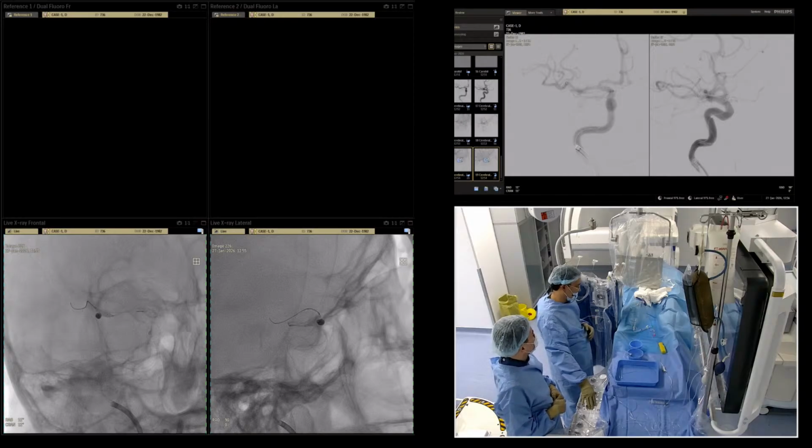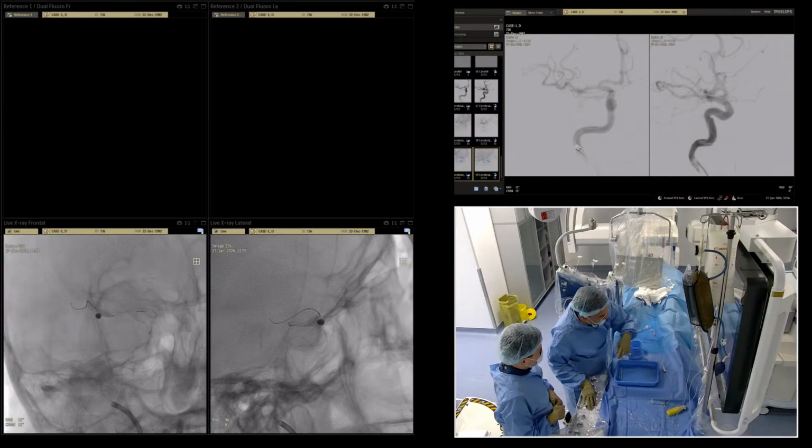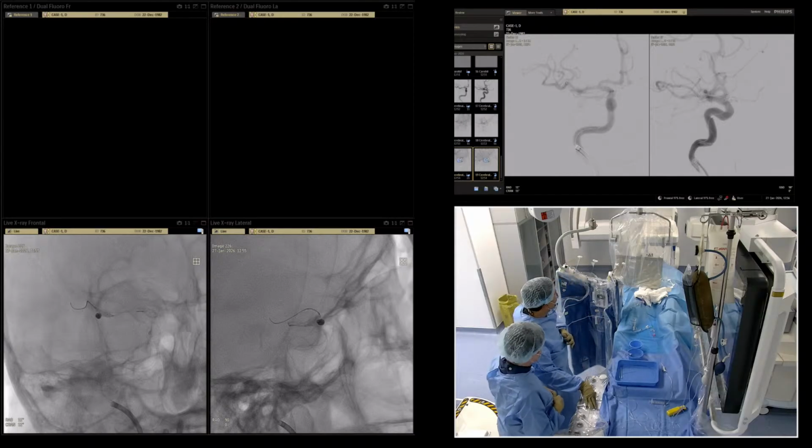Okay. Thanks to the technologies, it's possible to do CT on the table. Huh? Okay.